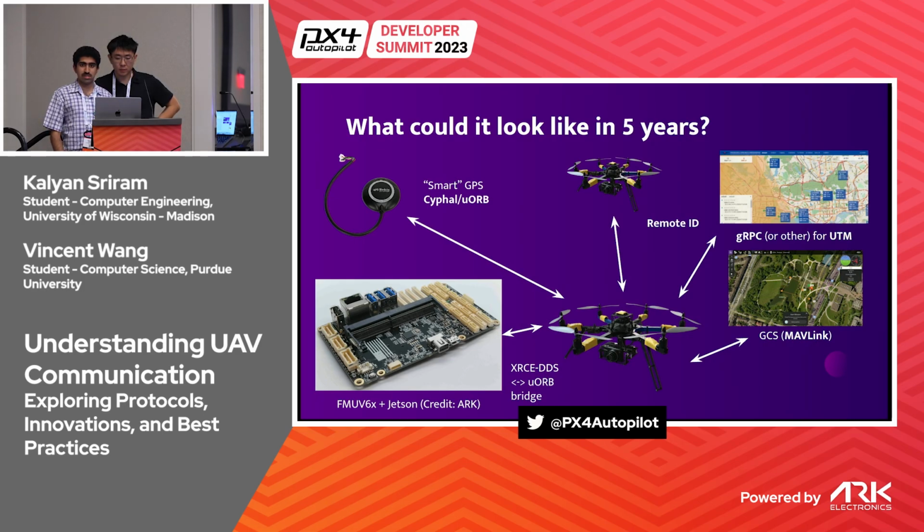Traffic management systems like Remote ID and UTM will become commonplace. Adoption deadlines are approaching in the US and other regions. We might see the use of gRPC and MQTT to handle these large networks. Or maybe there are going to be new protocols and communication methods invented to tackle these new use cases.